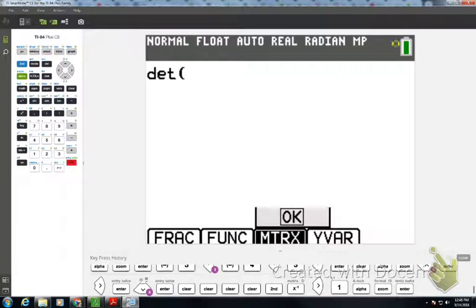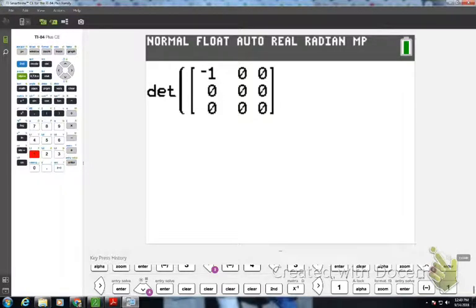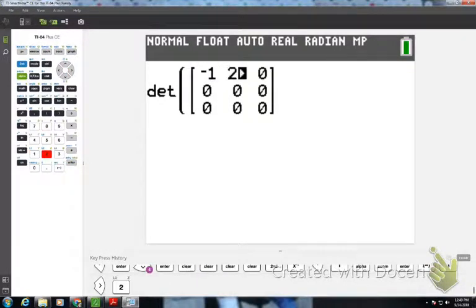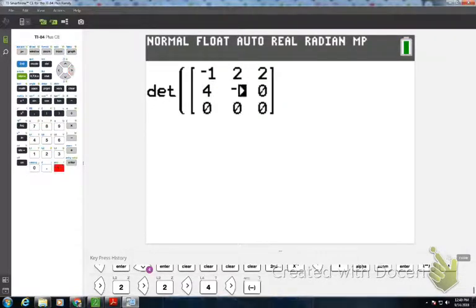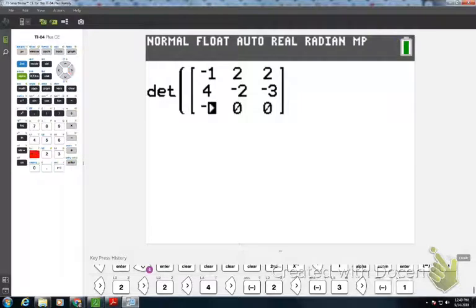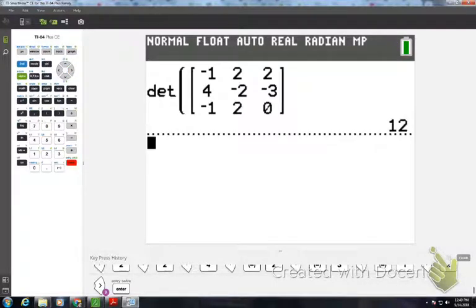It's a 3 by 3 matrix, and we enter the elements of that matrix: -1, 2, 2, 4, -2, -3, -1, 2, and 0. Cursor to the right, hit enter, and the value of that determinant is 12.